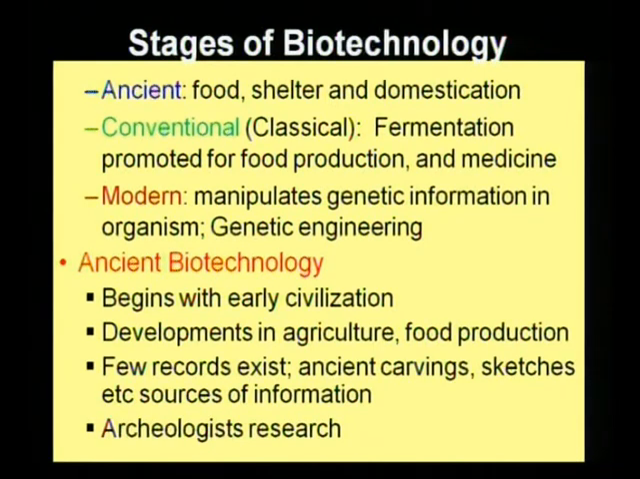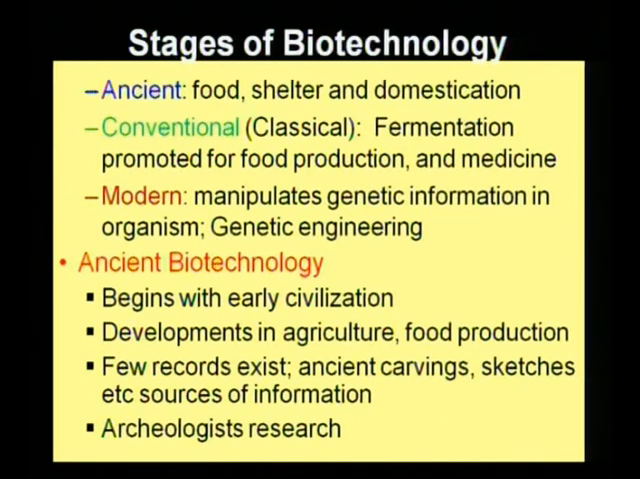The second stage is conventional biotechnology. Conventional biotechnology involves fermentation promoted for food production and the production of medicine. The third stage is modern biotechnology. It is a really very interesting one because it involves the manipulation of genetic information in organisms, which is what we call genetic engineering.